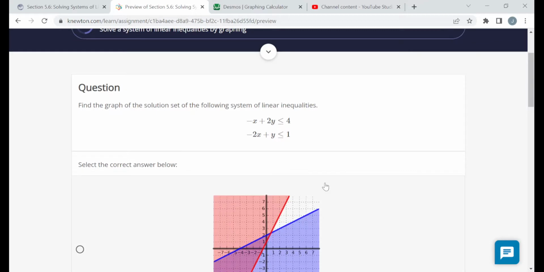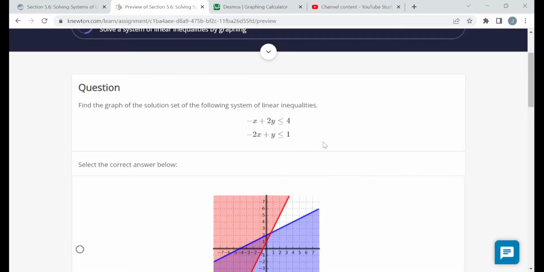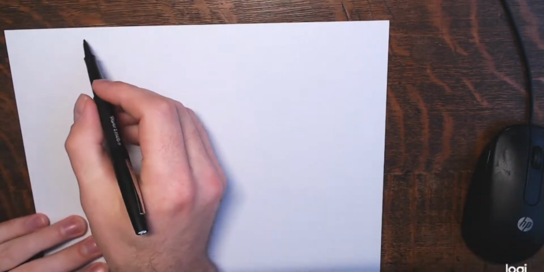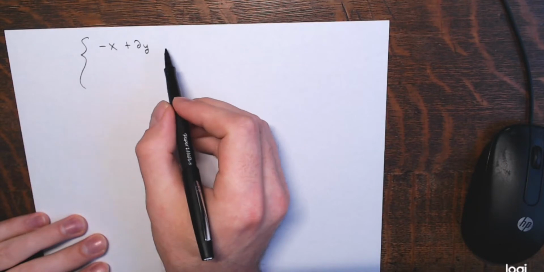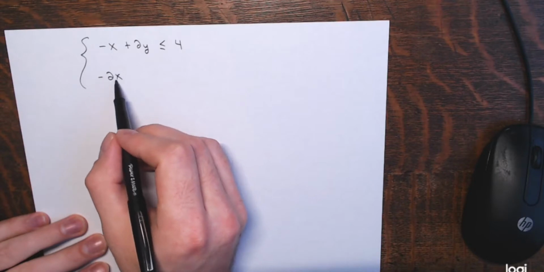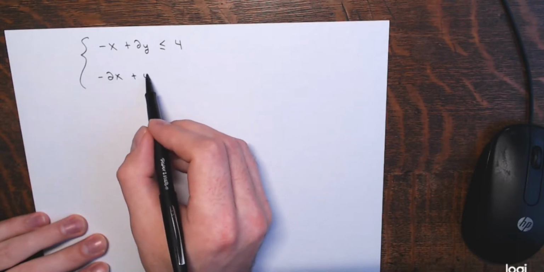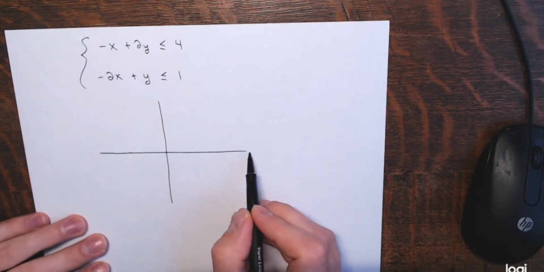Alright, and then back here to solving a system of inequalities by graphing, where I actually graph the system here. So once again, I'll do a drawing with some colors and some lines. So first inequality in the system, negative x plus 2y is less than or equal to 4. Second inequality, negative 2x plus y is less than or equal to 1. I'm just making a very rough sketch here.